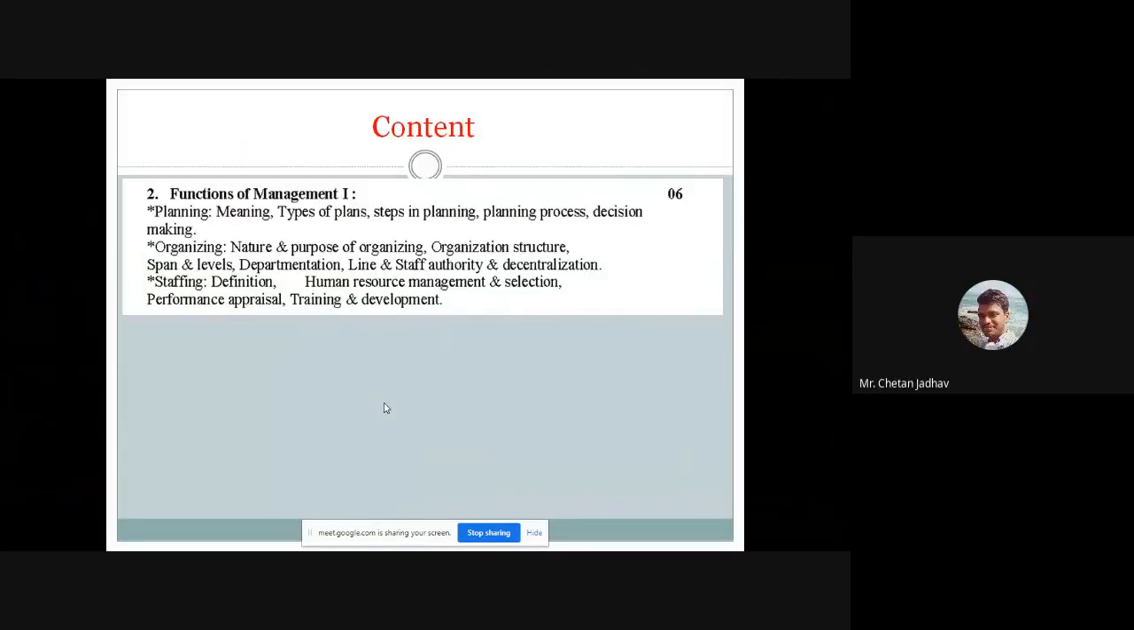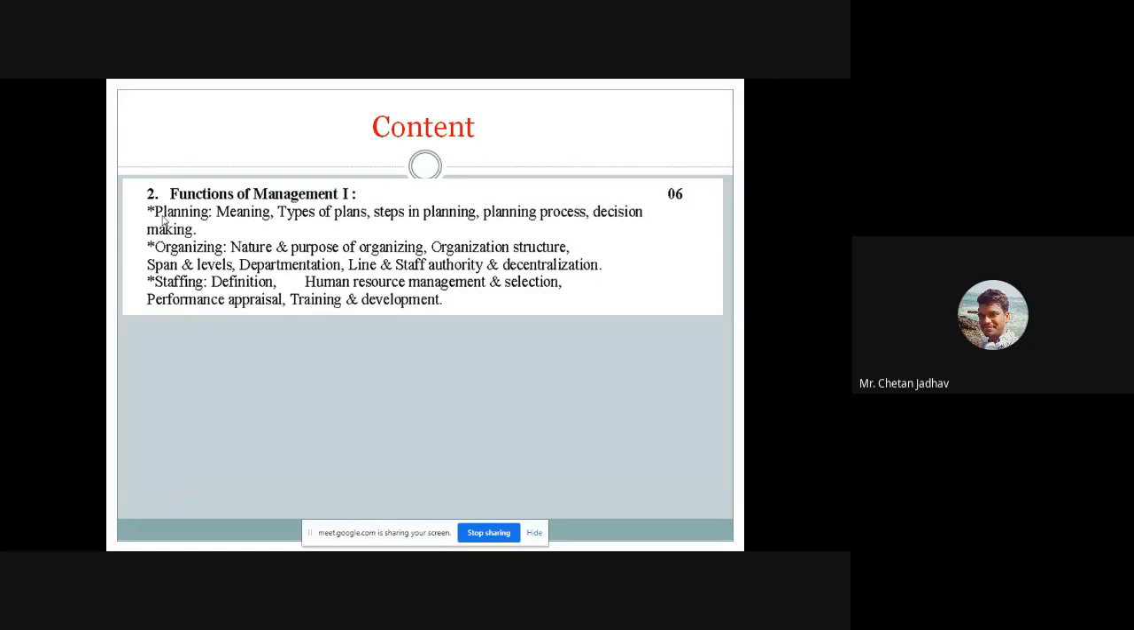Okay, so we have started our second chapter. In that second chapter we have completed the first point, that is planning. In that planning we have seen the meaning of planning, what the purpose of planning is, and why we do some special planning for some particular thing.